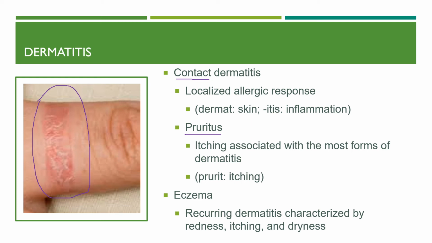The other type of dermatitis we're going to talk about is eczema. Eczema is a chronic type of dermatitis. It reoccurs. You get that redness, that itching, that pruritus, that dryness in the skin. We often think this is an autoimmune issue. We also see it triggered with stress, but it's not due to an allergy.